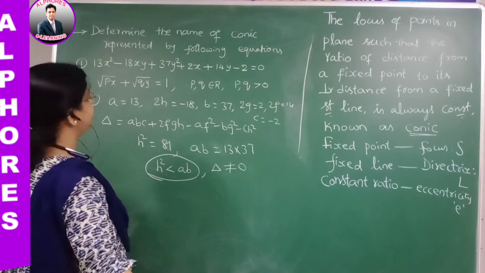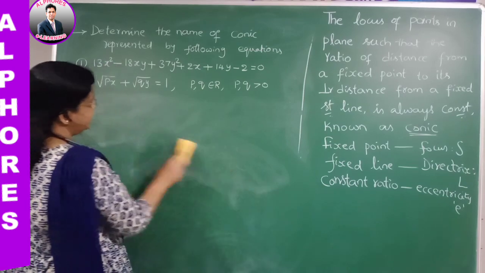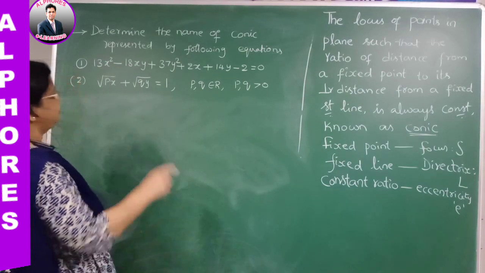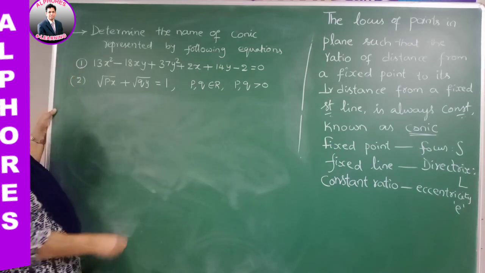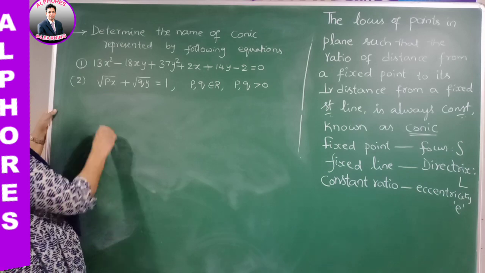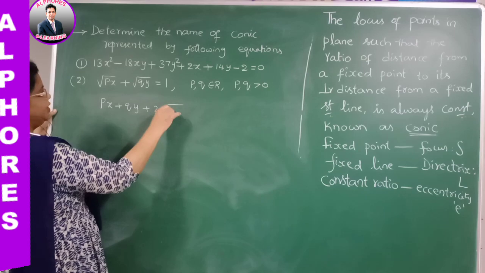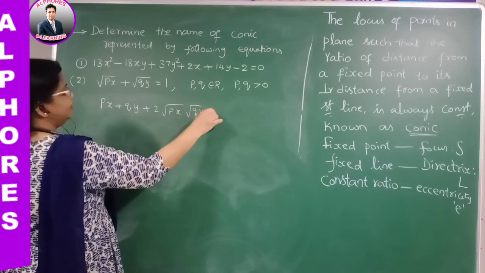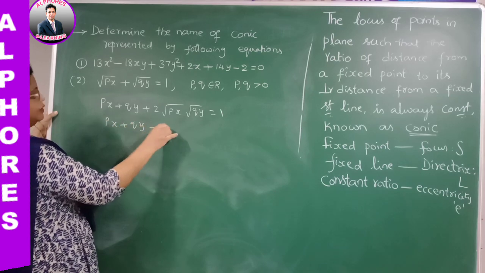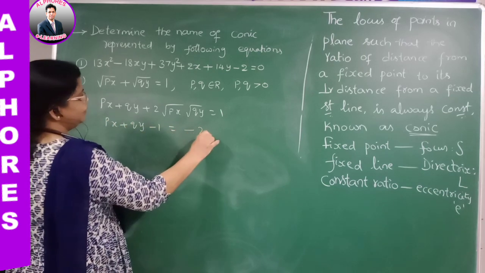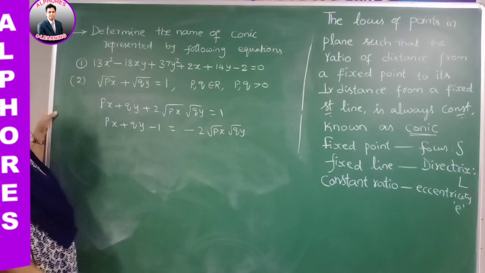Now let us observe the second problem. In the second problem they are asking what conic the equation is representing. In the beginning the equation is given like this, but they said both p and q are positive. Therefore let us square both the sides. Then you will get px plus qy plus 2 times root of px into root of qy is equal to 1. Now I am writing px plus qy minus 1 is equal to minus 2 root of px into root of qy. Okay, now let us square both the sides once again.